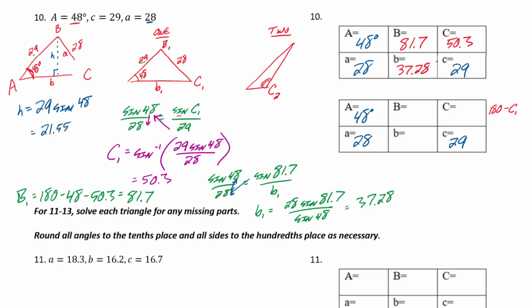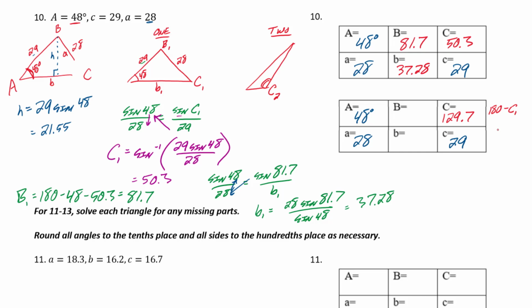Now the key to my second solution again was whatever I found first, which was angle C. Its supplement, so 180 minus that, should be the other C. So if I did 180 and I subtracted the 50.3, that should give me a 129.7. Sorry, I don't know why I said 29.7. Definitely needs to be a lot larger. So 129.7 for that value.